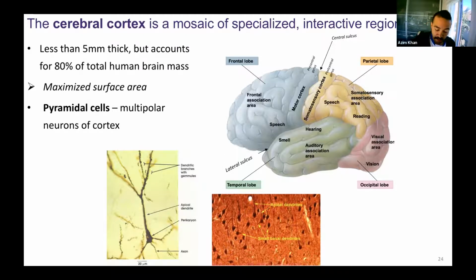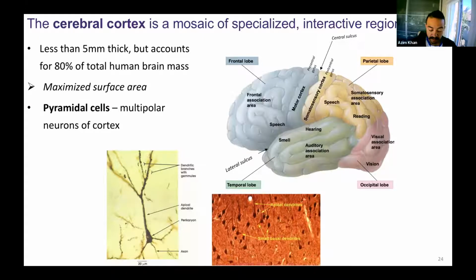I want to point out that the cerebral cortex is less than 5 millimeters thick, but it's dense. It's filled with neuron cell bodies, and these neuron cell bodies are important for processing a lot of what we do and what makes us human. Once again, it's only 5 millimeters thick, but it accounts for 80% of your total brain mass. It's very dense, with increased surface area. You're fitting as many cells as you can to maximize your processing power.